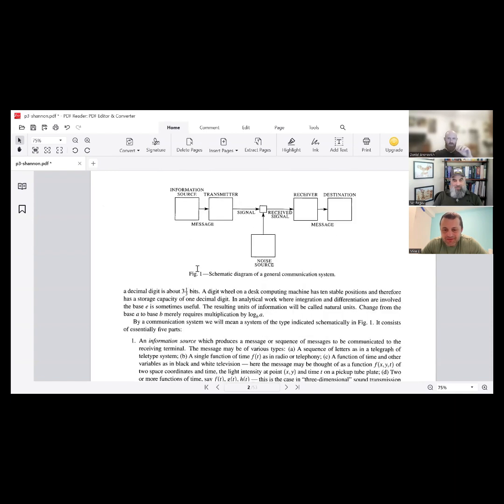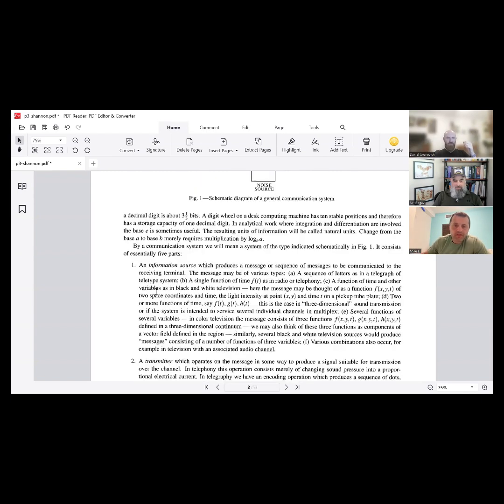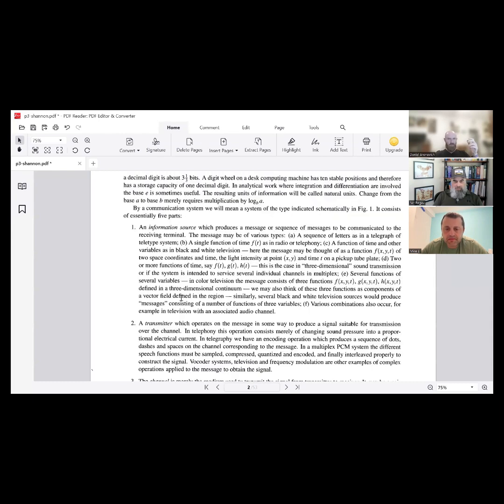So I'll continue. Assuming you see the schematic diagram, he's saying by a communication system, we will mean a system of the type indicated. It consists of essentially 5 parts. So now he describes the parts: an information source, which produces a message or sequence of messages to be communicated to the receiving terminal. Then he talks about different types of which messages could be sent, discrete, continuous, etc.